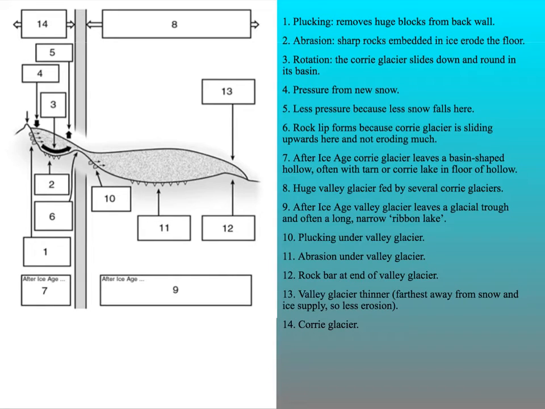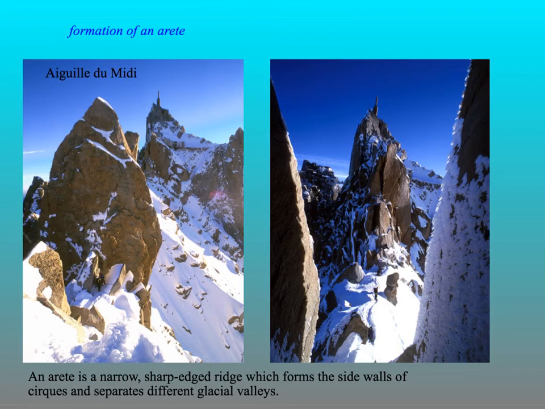Now this is really good as it talks about rotation. It's got the processes involved. If you can compile this into a paragraph, again we're looking at a fantastic answer for the formation of a quarry. Moving on from the formation of a quarry, we're going to look at the formation of an arête.